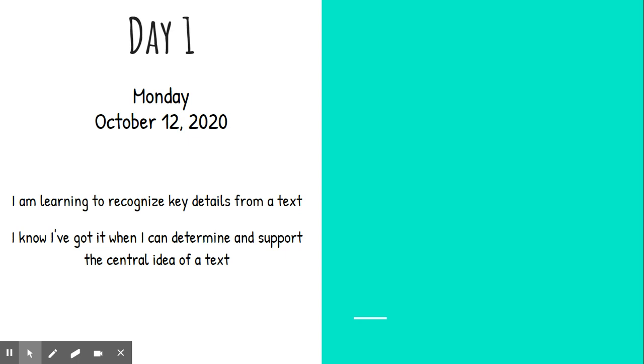Before we get started on our lesson, let's go over our learning target and success criteria. Our learning target tells us what we are going to be learning for today. Our success criteria tells us how we're going to reach our target. I am learning to recognize key details from a text. Key details just means that it's really important parts from the text. I know I've got it when I can determine and support the central idea of a text.